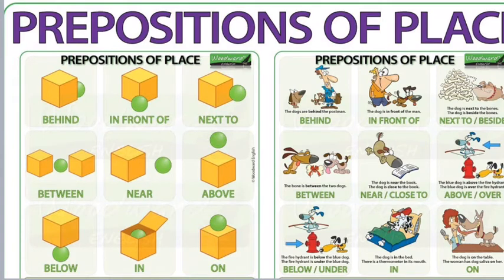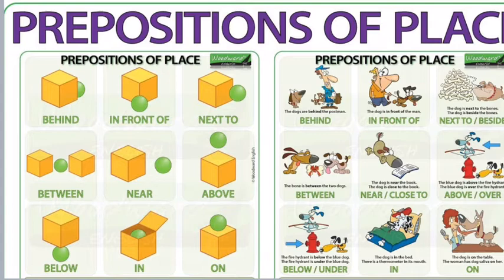So here, if you look on the left, you'll see a ball and some boxes. So basically, prepositions are words like behind, in front of, next to, above, between, on, in. So these are just words that tell you where the ball is compared to the box. So the ball is behind the box, the ball is in front of the box. The ball is next to the box or between the boxes. So that's all prepositions of place are.